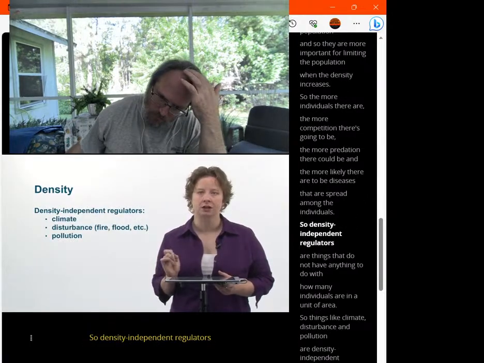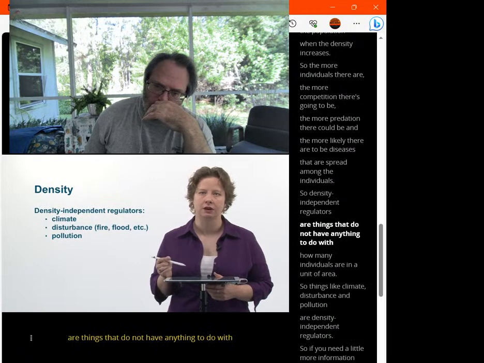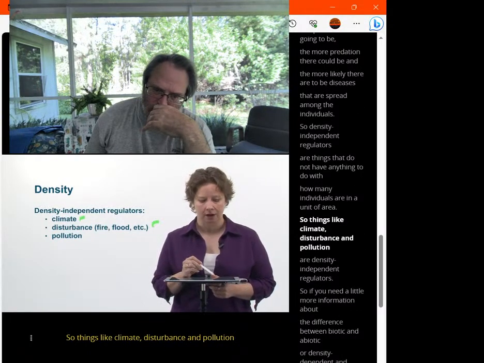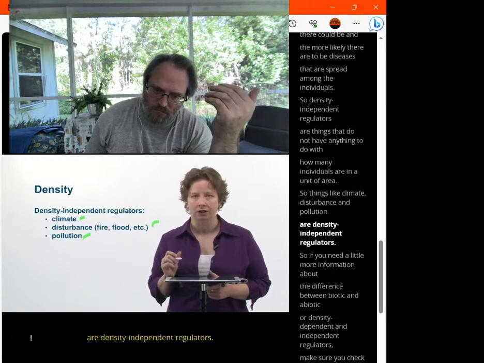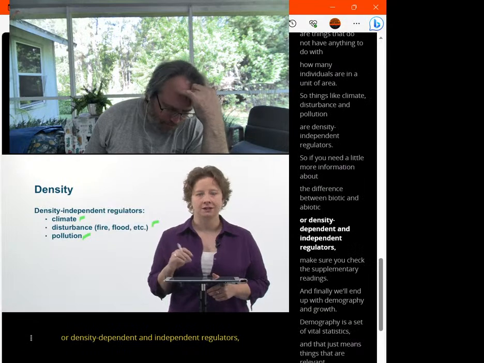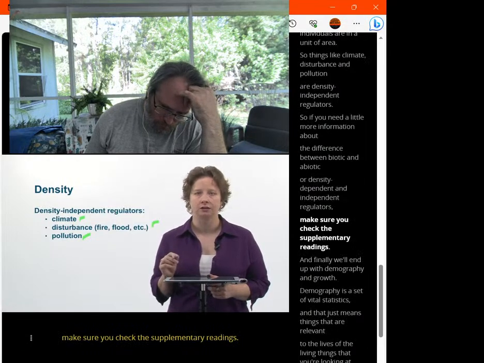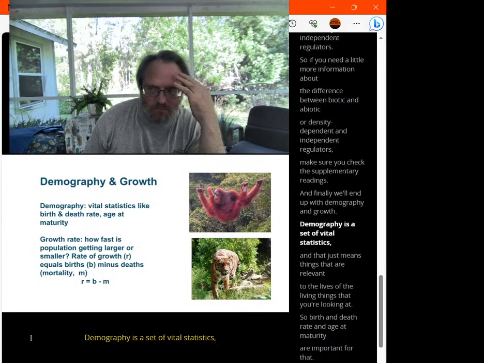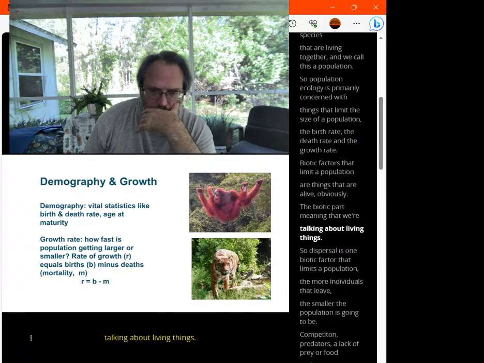So density-independent regulators are things that do not have anything to do with how many individuals are in a unit of area. So things like climate, disturbance, and pollution are density-independent regulators. So if you need a little more information about the difference between biotic and abiotic or density-dependent and independent regulators, make sure you check the supplementary readings. And finally, we'll end up with demography and growth.